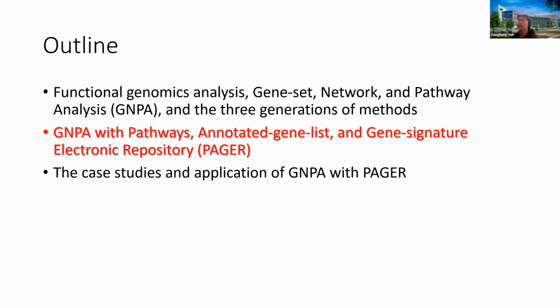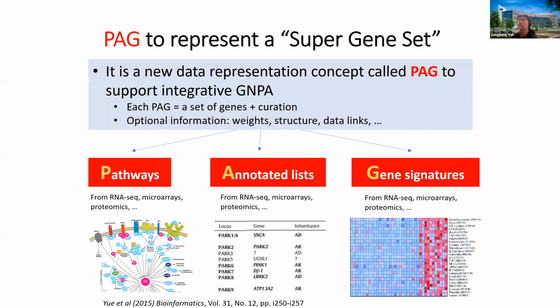So PAGER, the pathway annotated gene list and gene signature electronic repository, is what we have contributed to functional genomics. A PAG is a super gene set which has integrative information. You can think of each PAG as a set of genes plus a curation. The optional information can be the gene weights, the structure, and data links.